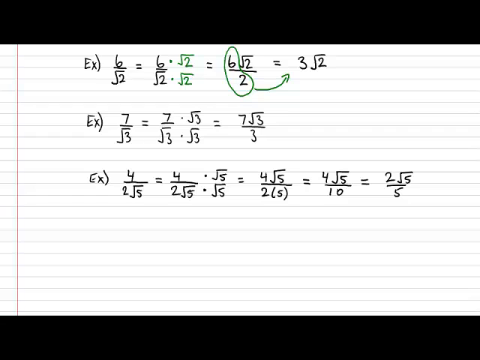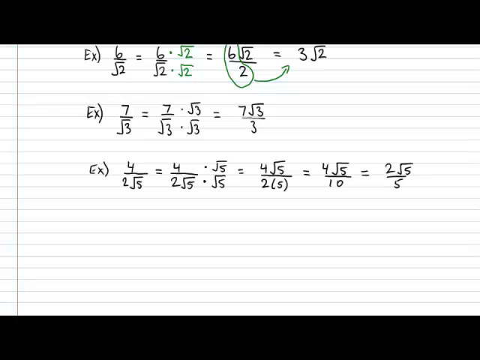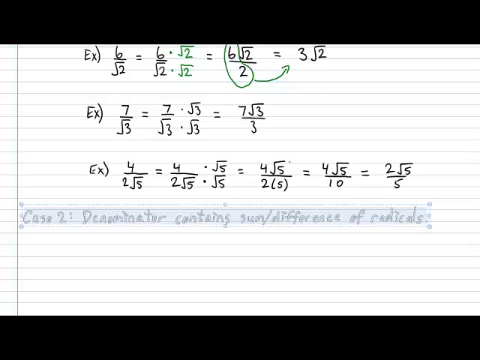So this is how we handle rationalizing the denominator when the denominator contains only one single radical. Now let's continue on by looking at how to handle rationalizing the denominator if the denominator contains more than just a single radical. So it could contain multiple radicals, it could contain a combination of radicals and non-radicals. So in other words, case 2, how do we handle it if the denominator contains a sum or difference of radicals? So it could look something like this.